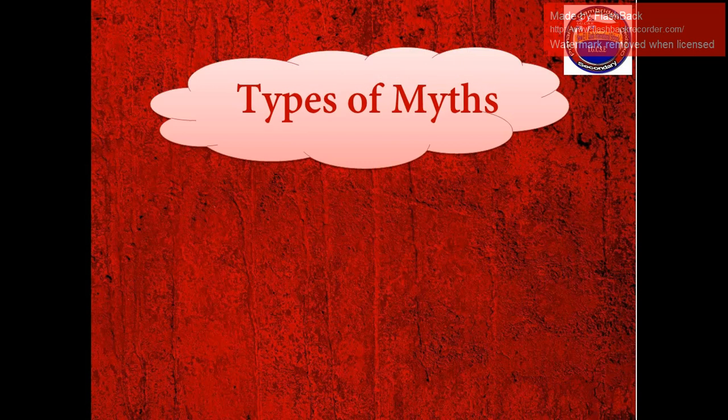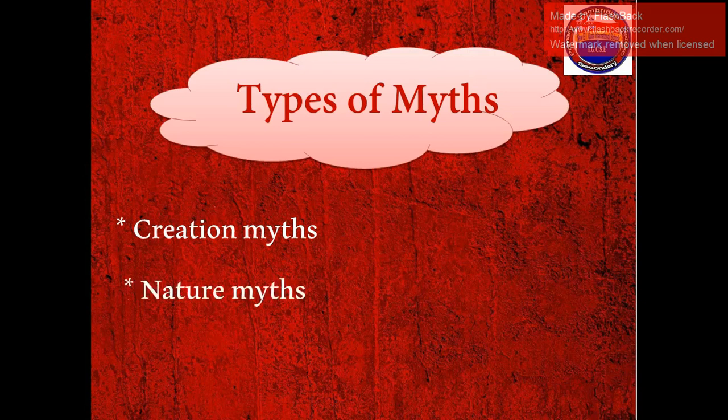Now let's go over the types of myths. We have different types of myths. The first type is called creation myths. Creation myths describe how the earth or a group of people came to be. The second type is called nature myths. Nature myths describe something, or why something in nature is the way it is.